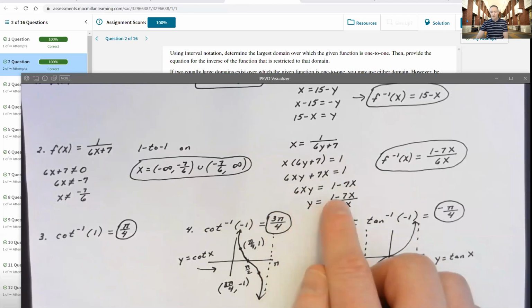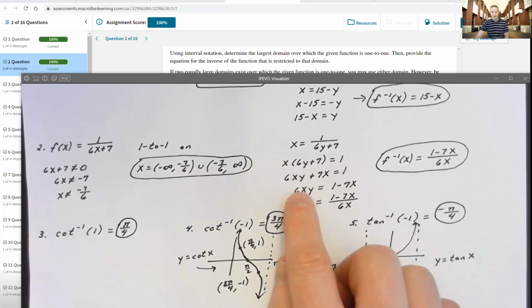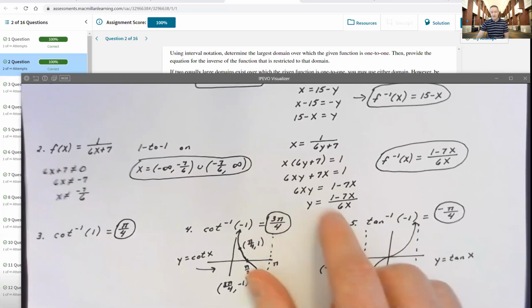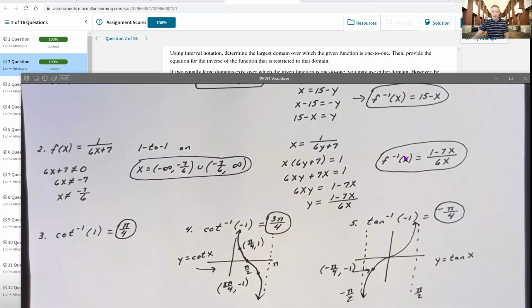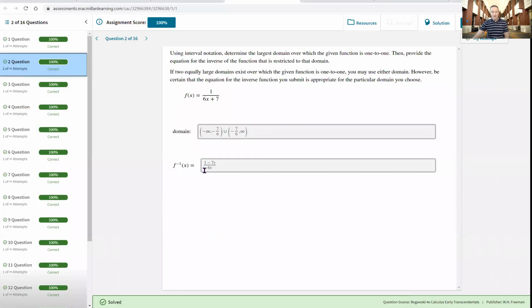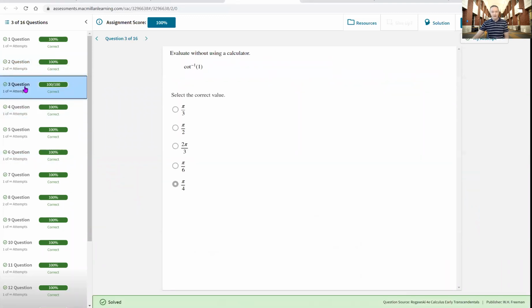So y is that group 1 minus 7x divided by the coefficient of y, which was the 6x. And we get our final answer for f inverse of x there. Now notice, that's exactly how I entered it into Achieve, and it was absolutely fine.